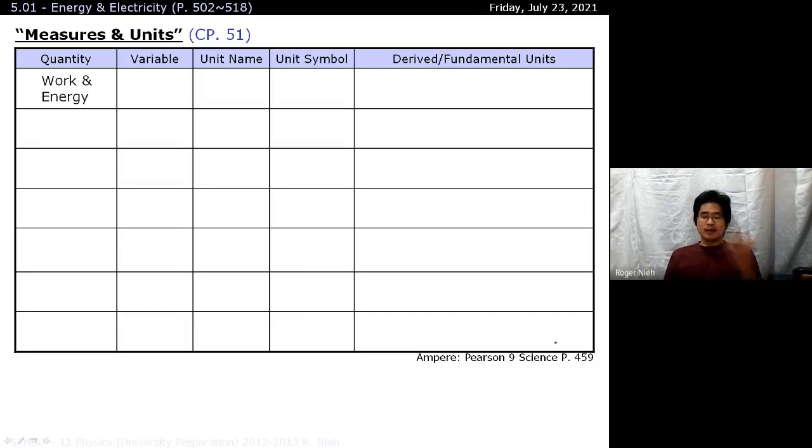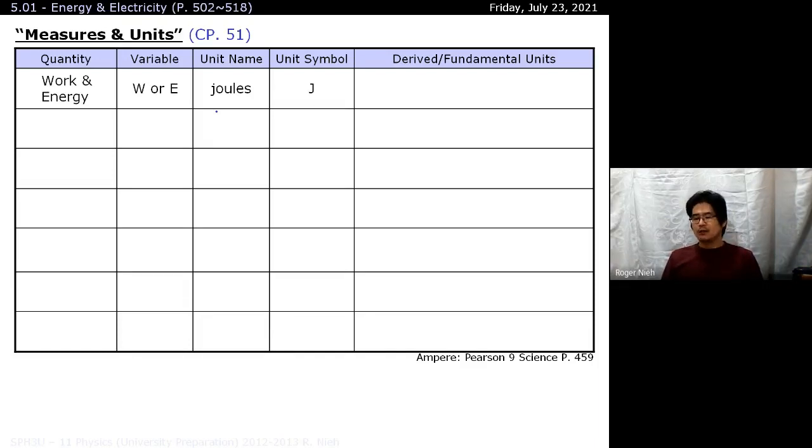Okay, for example, work and energy. Depending on what you're trying to describe, you'll either describe it as W or E subscript something. That's the variable that you use. Energy or work is always measured in joules. I may as well let the animation run through. And the symbol for joules is capital J.